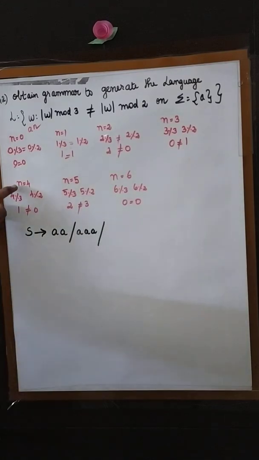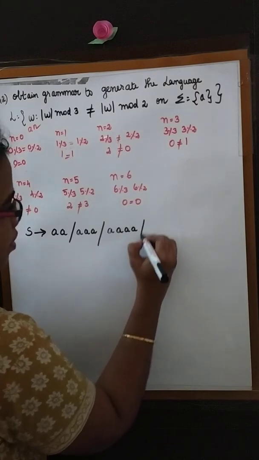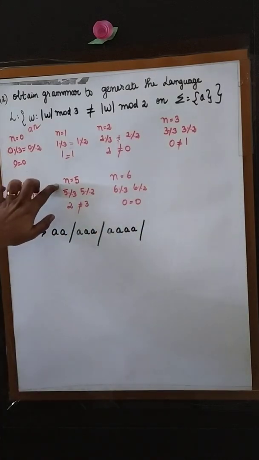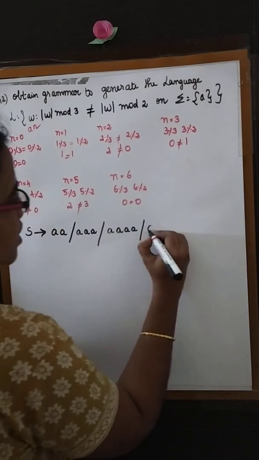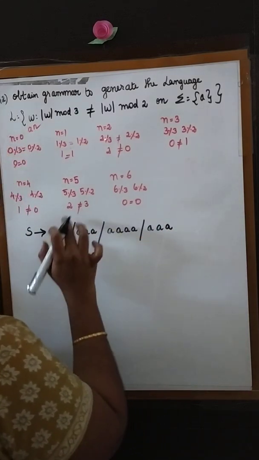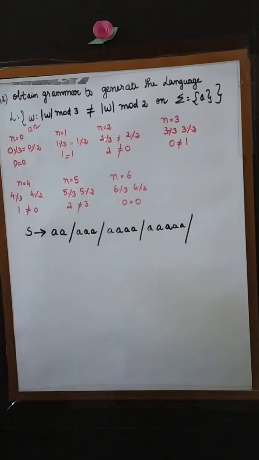And similarly when n is equal to 4, when a is coming 4 times, that time also it's not equal. So I'll write 4 times a. And similarly when n equal to 5, that time also it is not equal. So I am writing it up. 5 times a. Next what happens?